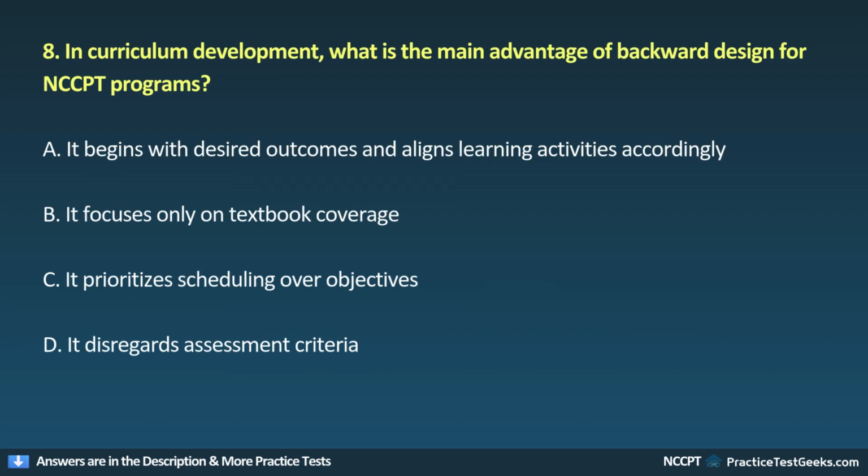8. In curriculum development, what is the main advantage of backward design for NCCPT programs? A. It begins with desired outcomes and aligns learning activities accordingly. B. It focuses only on textbook coverage. C. It prioritizes scheduling over objectives. D. It disregards assessment criteria.